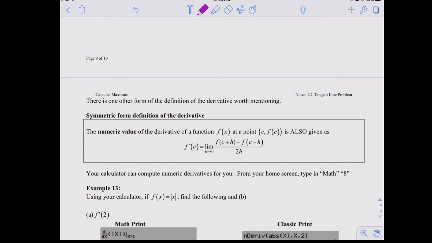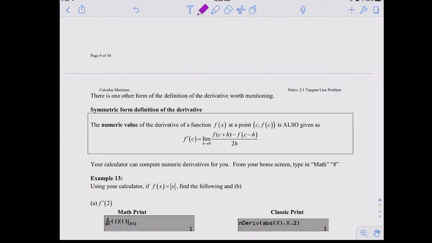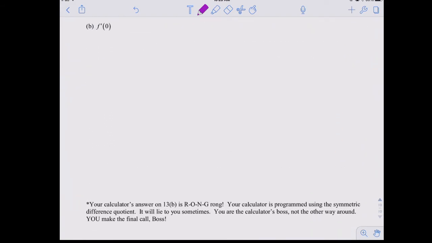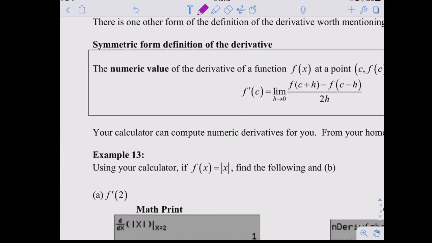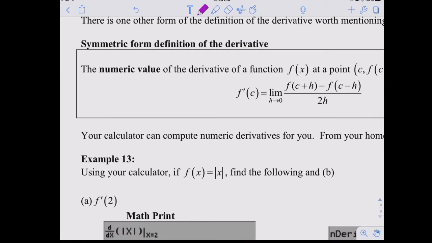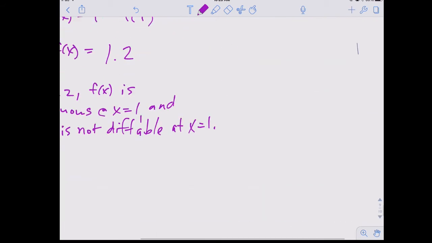Okay, there's one last thing I want to talk about, and then we're going to finish the notes, so we'll be done with this section. One last form of the derivative, and you're not required to know it. I just want to bring it to your attention for a very particular reason. This one's called the symmetric form definition of the derivative, and it also gives you a numeric value.